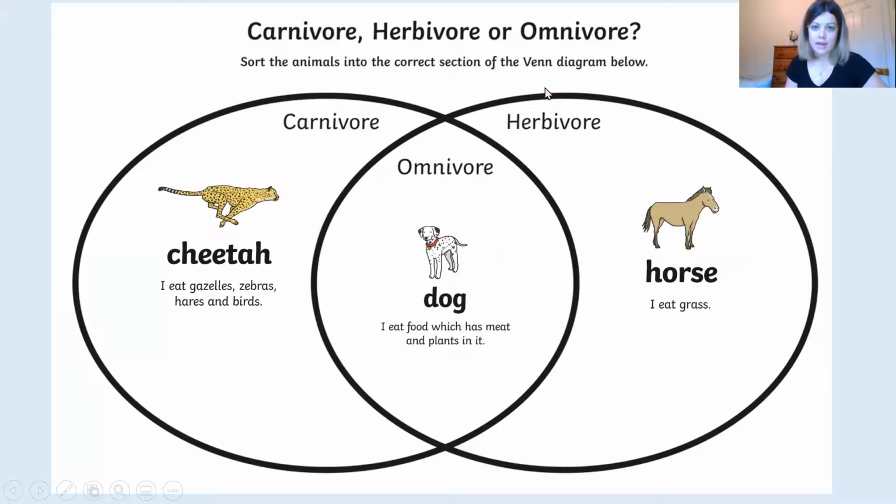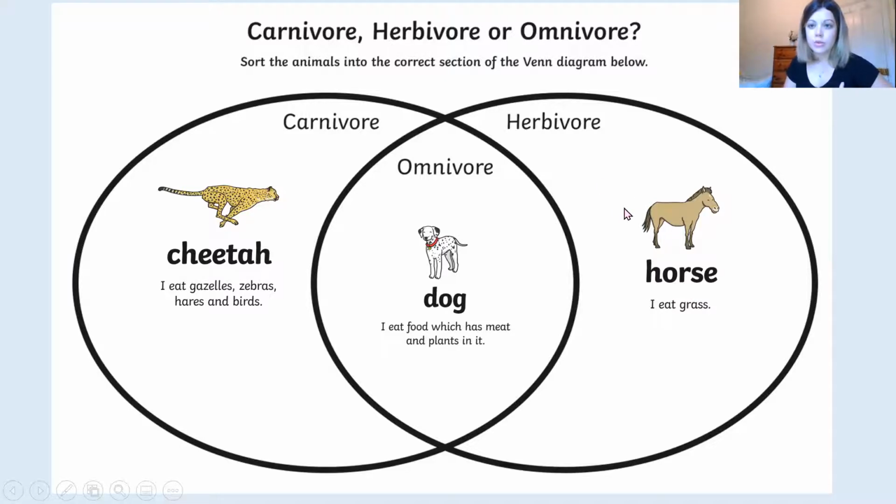So here I have done this for you. We've got a cheetah in our carnivore category, and we know it's a carnivore because it says I eat zebras, hares and birds. We've got a dog in our omnivore category because our dog eats food that has meat and plants in it. And we've got a herbivore. We've got our horse in there.